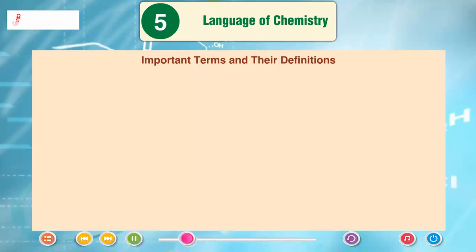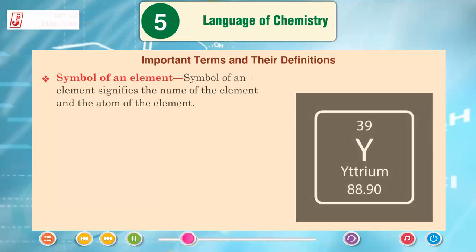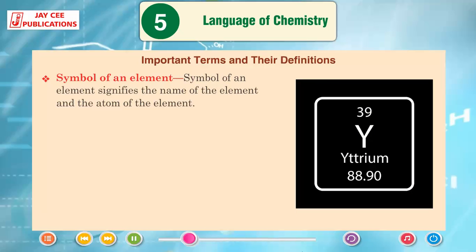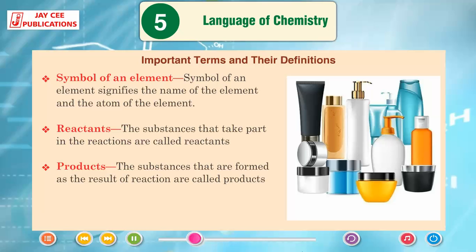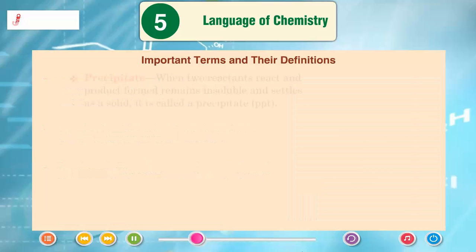Important terms and their definitions. Symbol of an element. Symbol of an element signifies the name of the element and the atom of the element. Reactants. The substances that take part in the reactions are called reactants. Products. The substances that are formed as the result of reaction are called products.